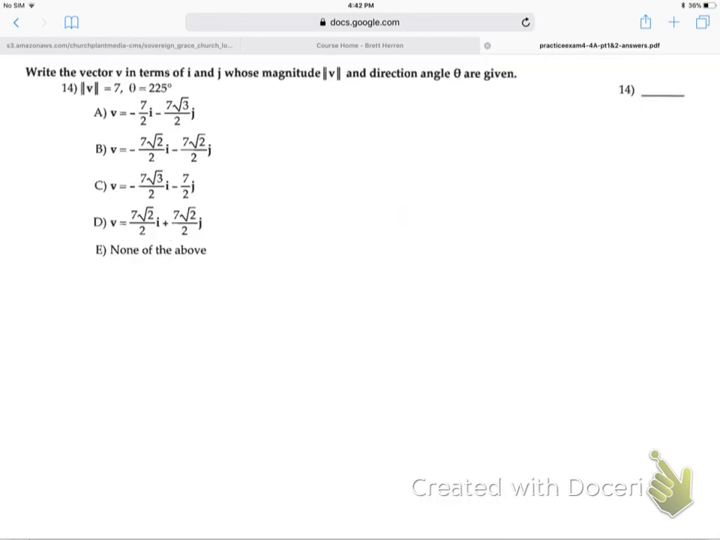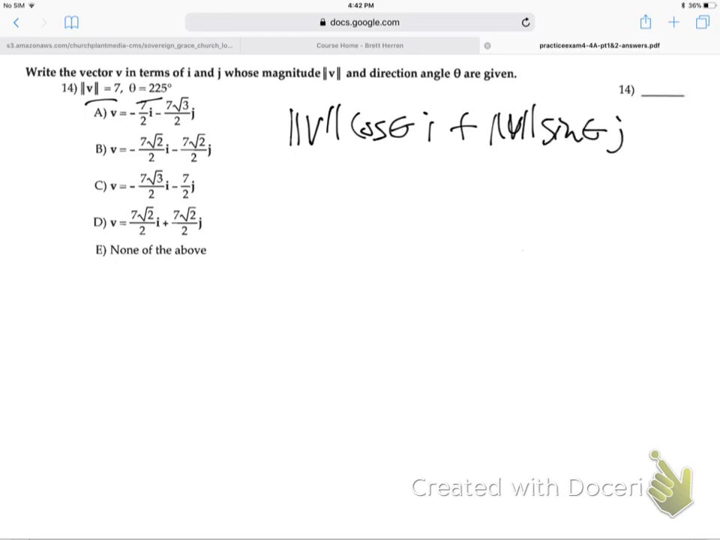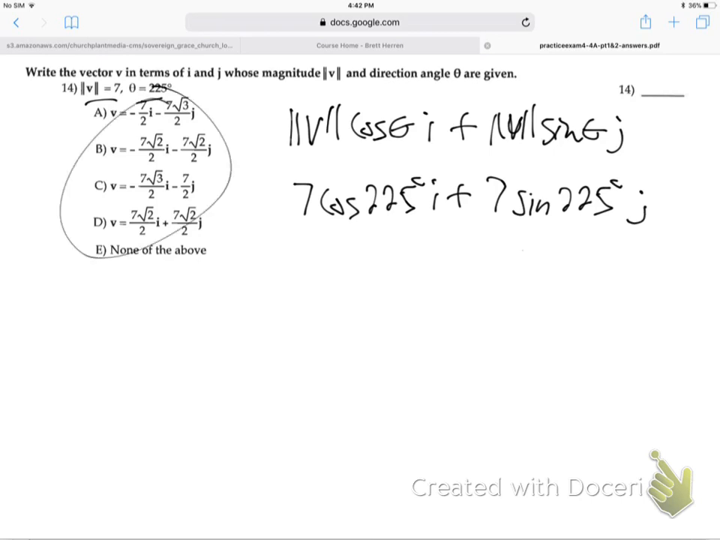All right. Okay, so this one, they're giving me the vector and they're giving me the angle. So you know how to do that. It's again the magnitude of the vector times the cosine of the angle i plus the magnitude of the vector times the sine of the angle j. So 7 cos 225 i plus 7 sin 225 j. Now normally we can use our calculator, but you can tell by this that they're using the exact answers from the unit circle. So have the unit circle for sure on your 3x5 card.